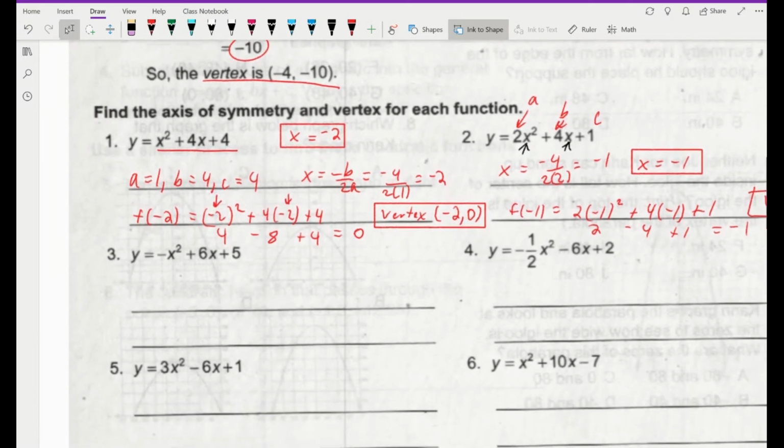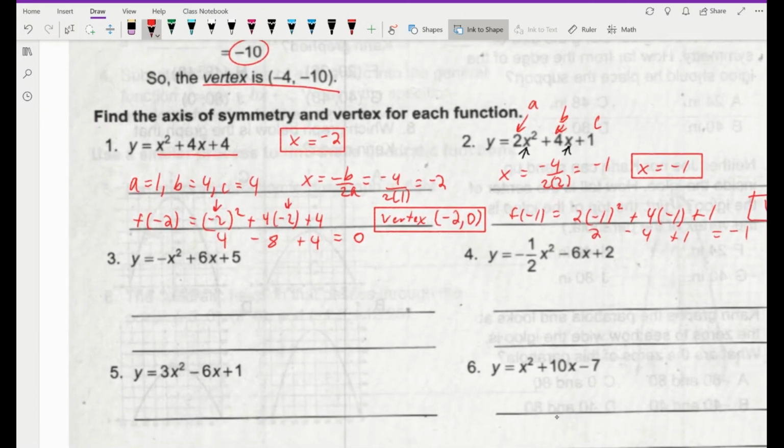Number 3. The a value is negative 1, the b is 6, and the c is 5. x equals, again, negative b over 2a: negative 6 over 2 times negative 1, which is positive 3. So we have x equals 3 as the axis of symmetry.